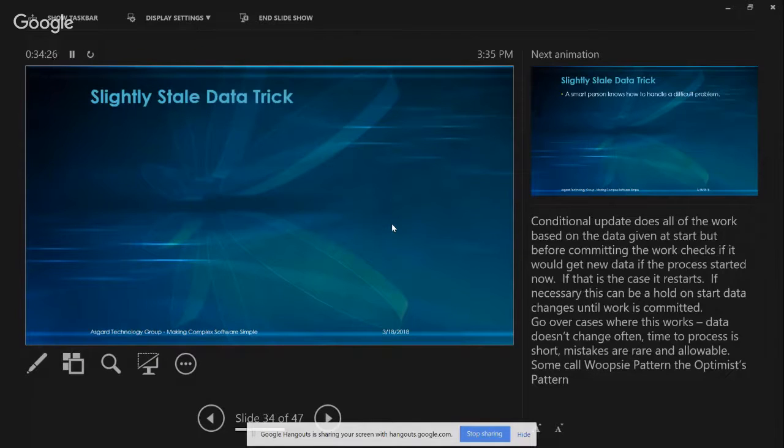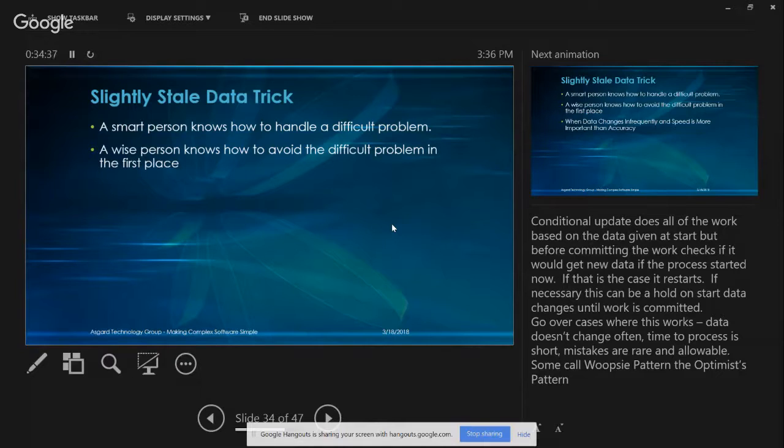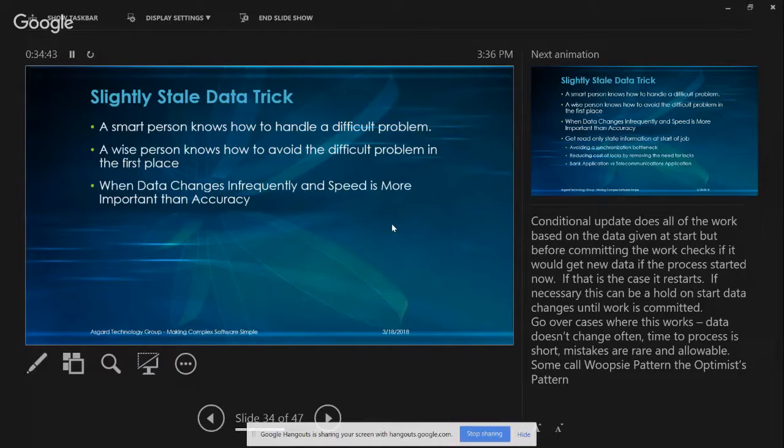One trick that I like to use, or actually, I had a boss once who told me a smart person knows how to handle a difficult problem. A wise person knows how to avoid that problem in the first place. So I had another boss, which I should have written this down.